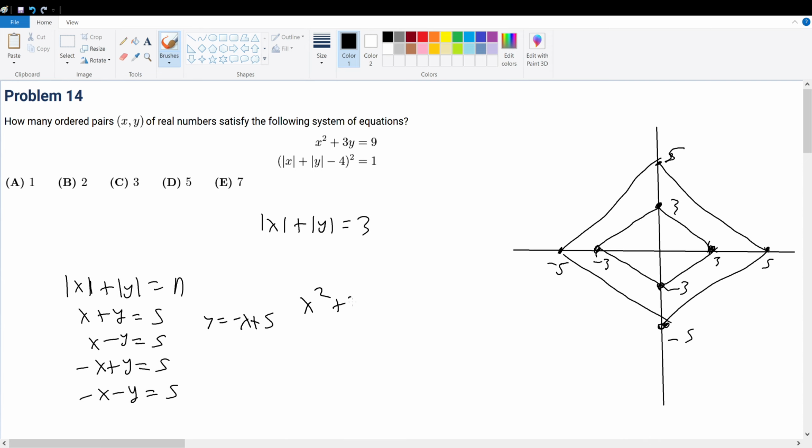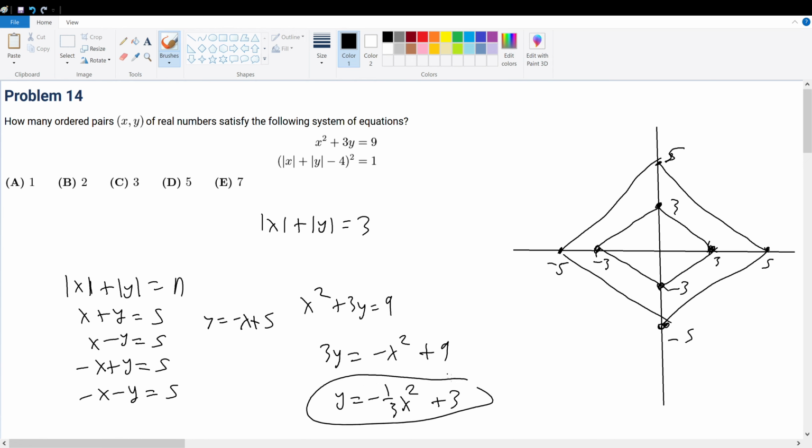x squared plus 3y is equal to 9. Well, we know that 3y is going to be equal to negative x squared plus 9, so y is going to be equal to negative 1 over 3 x squared plus 3. So one tricky thing is, how do you know if you're graphing it properly? Well, this is where some intuition comes into play, which is you don't want to graph out this. That's going to be too messy. The inaccuracy of your graph is going to be exemplified.